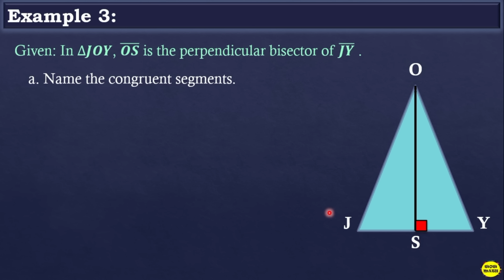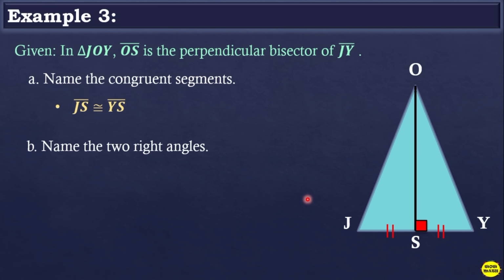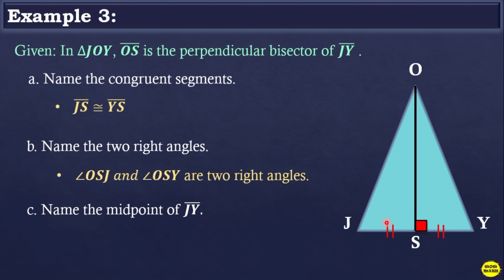So, name the congruent segments. Since this is the midpoint and this is a perpendicular bisector, the congruent segments are segment JS is congruent to segment YS. Next, name the two right angles. Since we have a perpendicular bisector, it will always form two right angles. So, angle OSJ and angle OSY are right angles. Name the midpoint of segment JY. Since we have the perpendicular bisector, it automatically contains the midpoint. So, the midpoint here is point S.